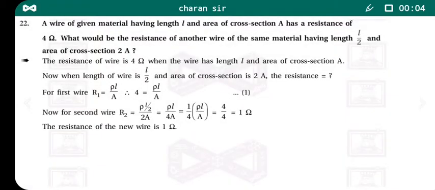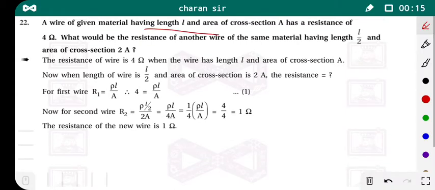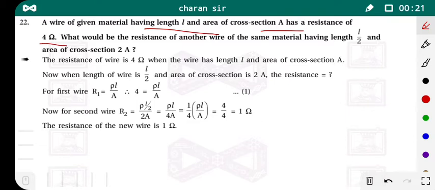In this video, we are going to solve numericals 12.6. There is a wire of the given material having length L and cross section area A. The resistance of that wire is 4 ohm. You take a second wire made from the same material, but now the length is L by 2 and the cross section area is double, that is 2A. Then what is the resistance of the second wire?